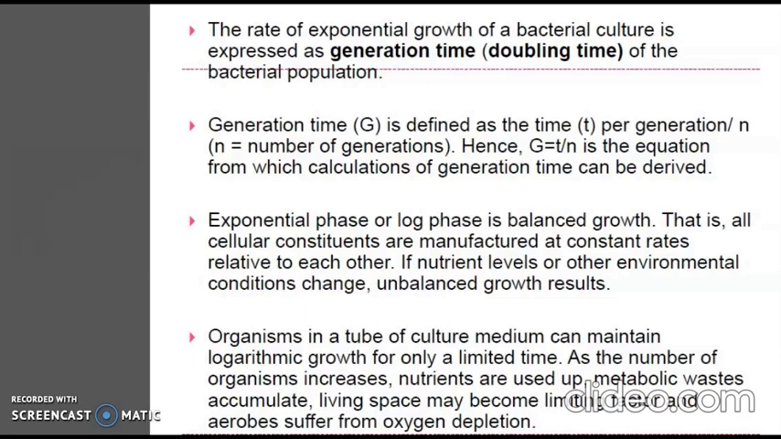That is, all the cellular constituents are manufactured at constant rates relative to each other. If nutrient levels or other environmental conditions change, unbalanced growth will result. Organisms in a tube of culture media can maintain logarithmic growth for only a limited period of time, because as the number of organisms increases, the nutrients are used up, metabolic waste gets accumulated, and the living space may become a limiting factor, and the aerobic organisms suffer from oxygen depletion.